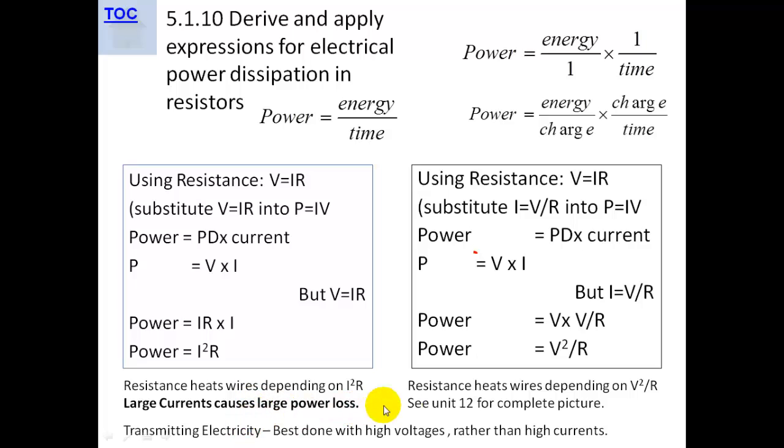When we do Unit 12 for a higher level, we realize that when you have a high current in a wire, it's not good for transmitting electricity because the wire will heat up and you will lose a lot of energy. We will look at that again in Unit 12.